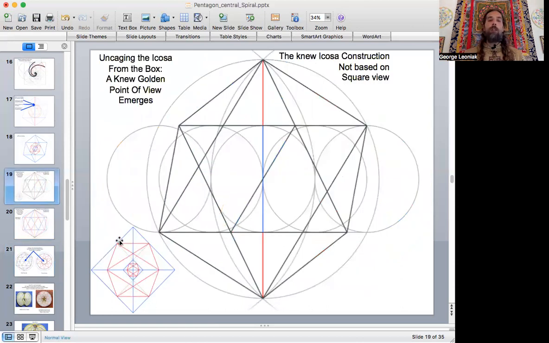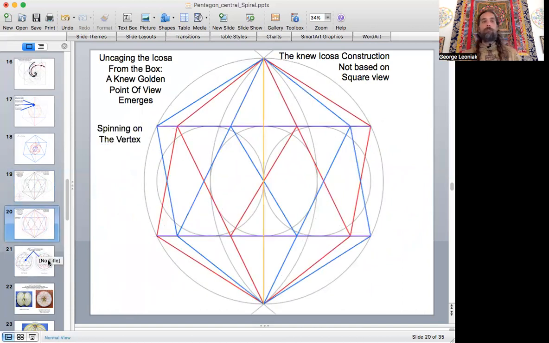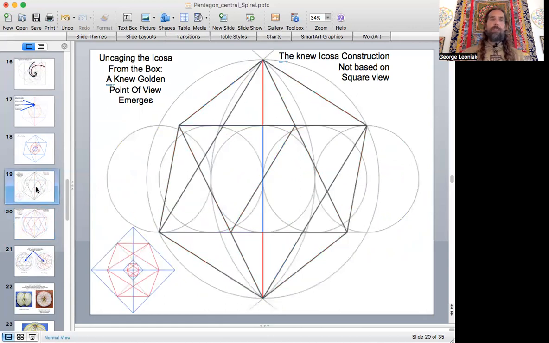This root 5 line was not very apparent to me until it was all reoriented. So this is why I called it, just a moment ago, a new golden point of view that emerges. I didn't know what to call this new view: the icosahedron view, the dodecahedron view?